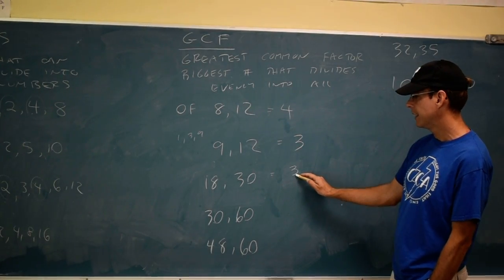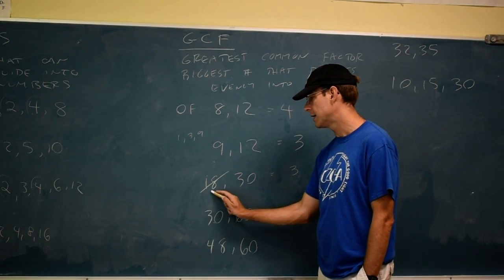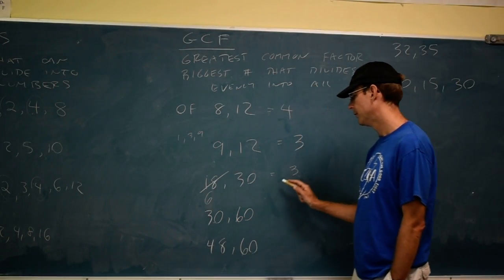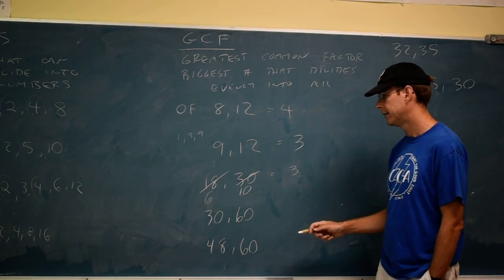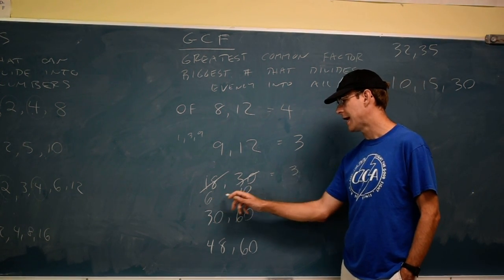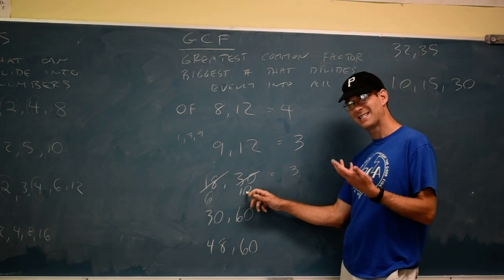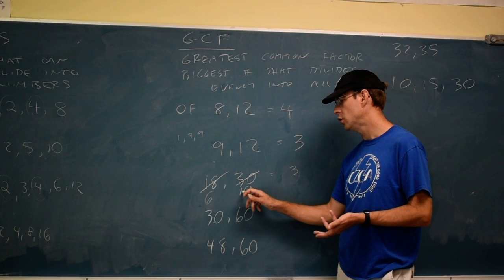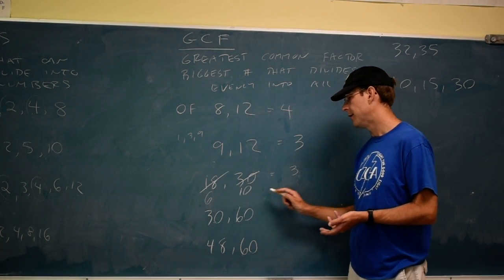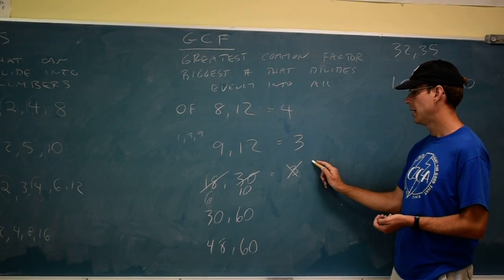Take the 3 that you think is right. Divide 3 into 18, goes 6. Divide 3 into 30, 3 into 30 goes 10. Take these results and ask yourself, can anything still go into both of those? And the answer here is yes. 2 goes into both of these. That makes this wrong, and you multiply by 2.